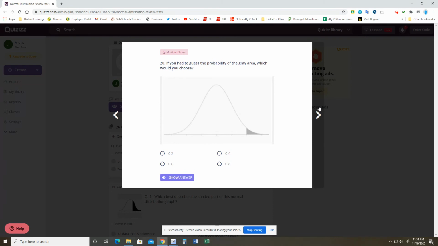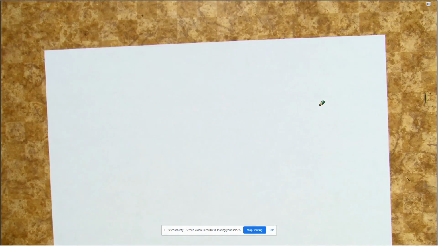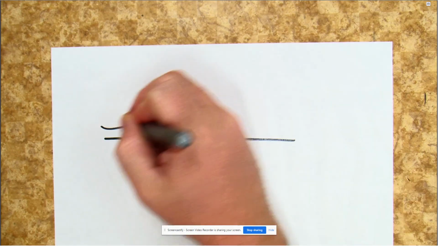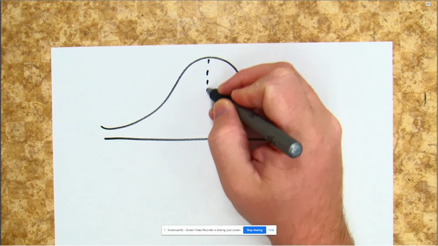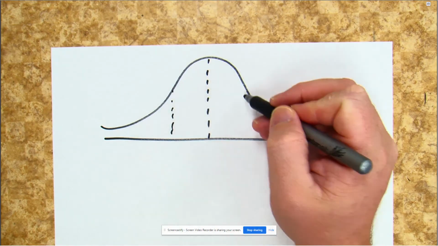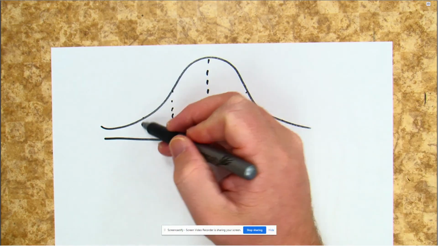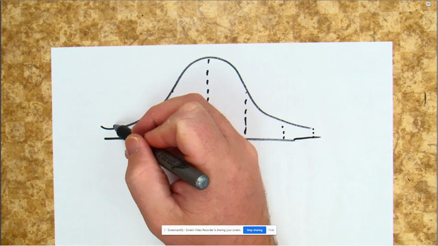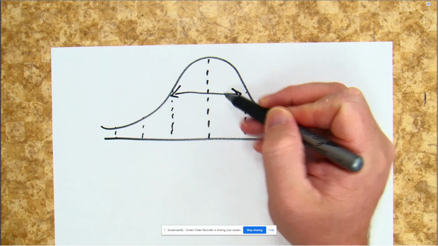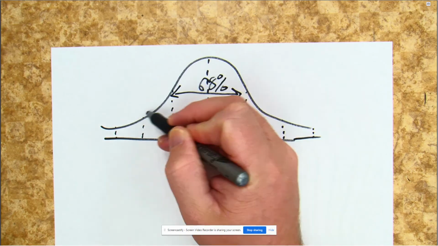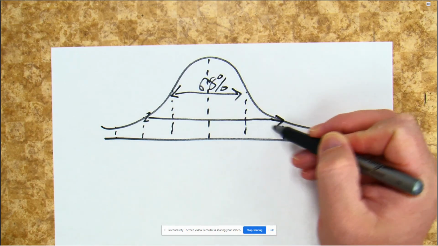Number 20, if you had to guess the probability of the gray area, which would you choose? Now, I'm going to bring up another piece of paper right here, which again shows that same normal curve that we've been dealing with this entire time. Which does the entirety of the 68, 95, 99.7 rule. There's 68% of the data. There's 95% of the data.